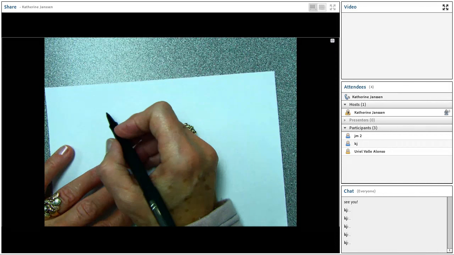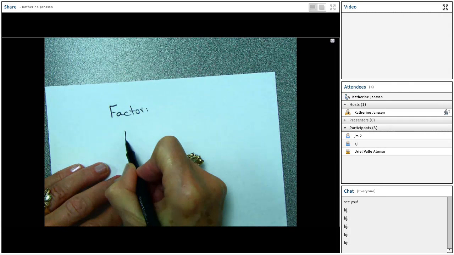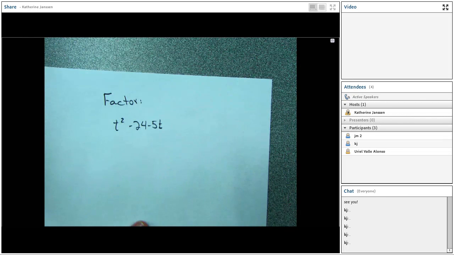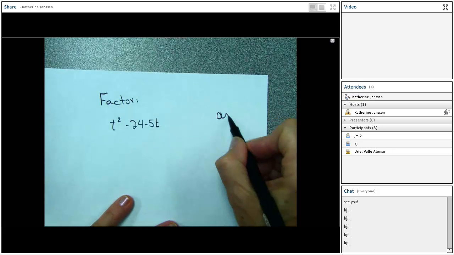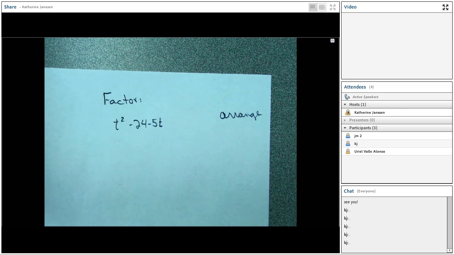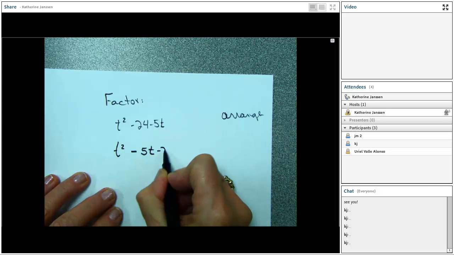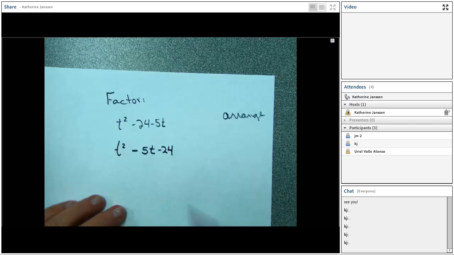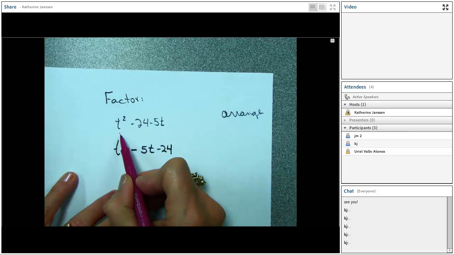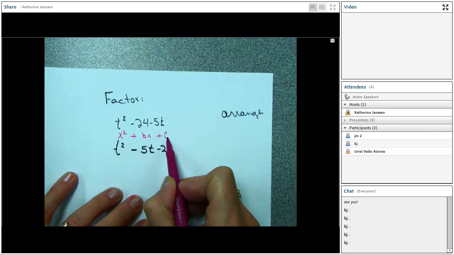Okay, we're continuing to factor. We're given t squared minus 24 minus 5t. Well, let's arrange to some order: t squared minus 5t minus 24. So we have our leading term, our next term, and our constant. And now I see that I have the pattern, x squared plus something times x plus a constant.